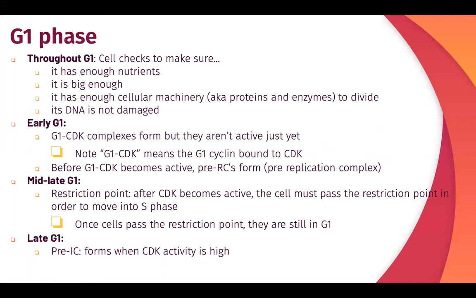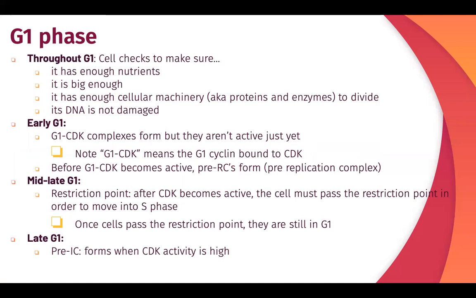So the G1 phase, just a little bit of an overview of it all so that you guys have it all in one area. In its entirety, a little summary: G1 makes sure that there's a lot of nutrients, that the cell is big enough to continue going on, that there's enough cellular machinery, like proteins, enzymes, whatever it needs to go through with division. And of course, that DNA is not damaged. You can split it up into early, mid to late G1 phases.